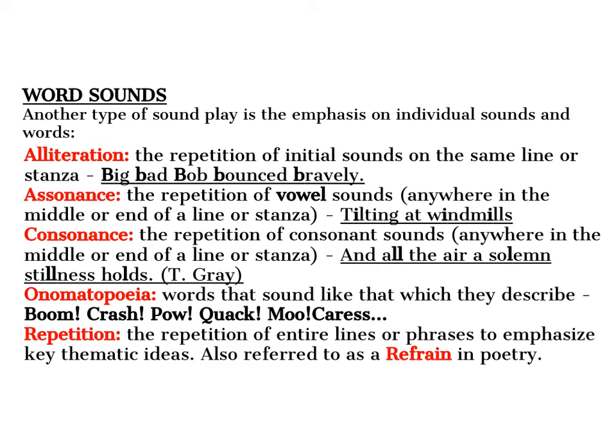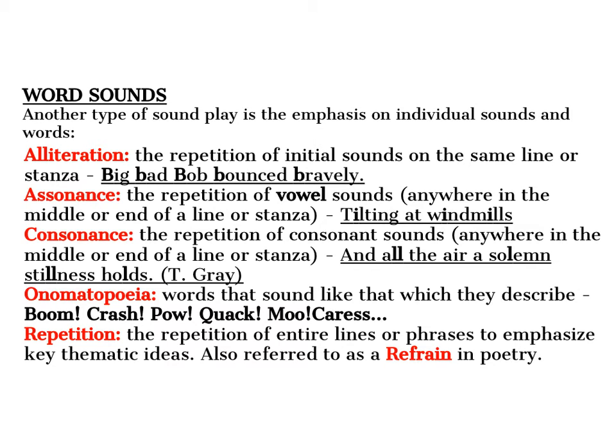Assonance is the repetition of vowel sounds anywhere in the middle or end of a line or stanza. Let's take a look at the example. Tilting at windmills. There we see the I sound is accented in tilting at windmills. That's an example of assonance.